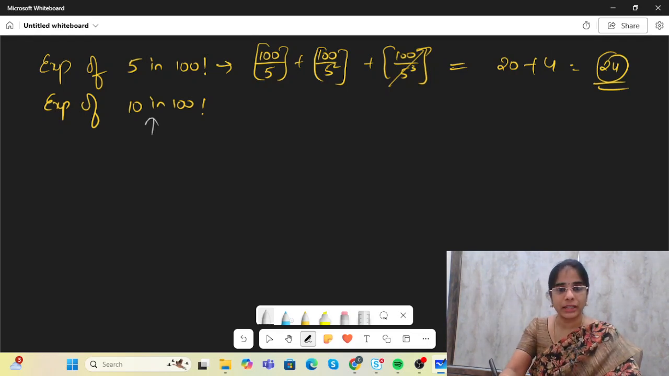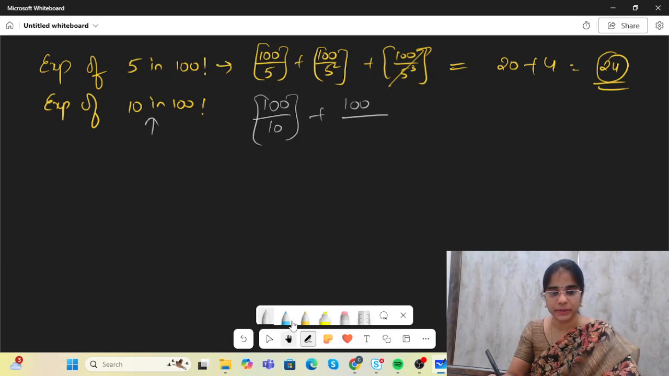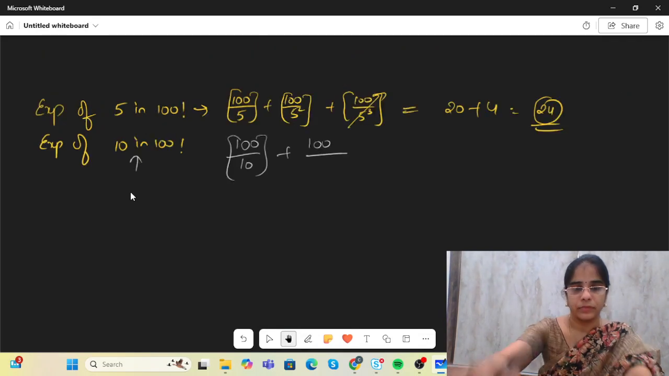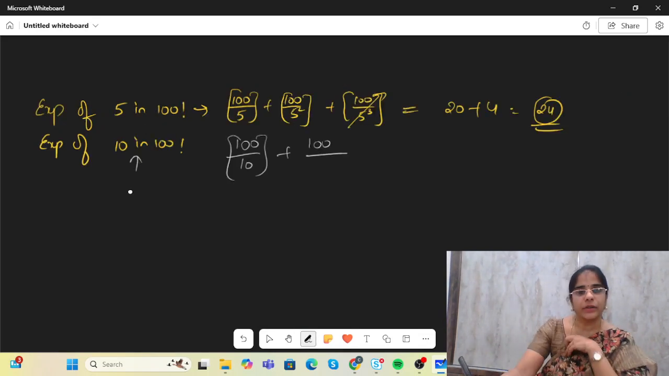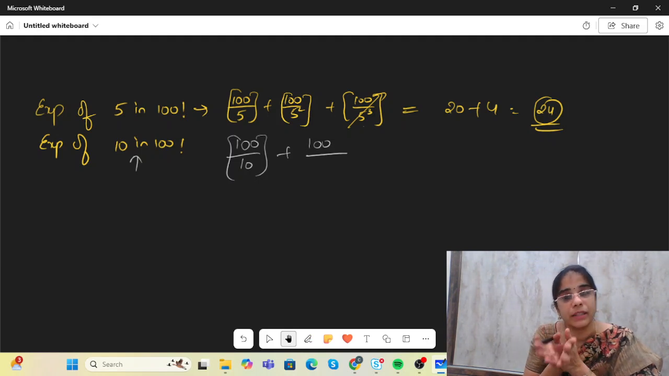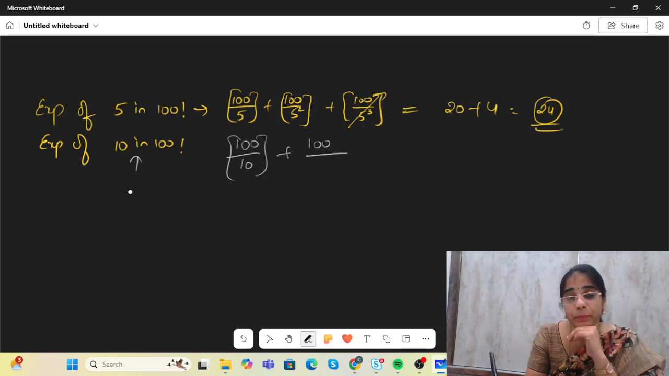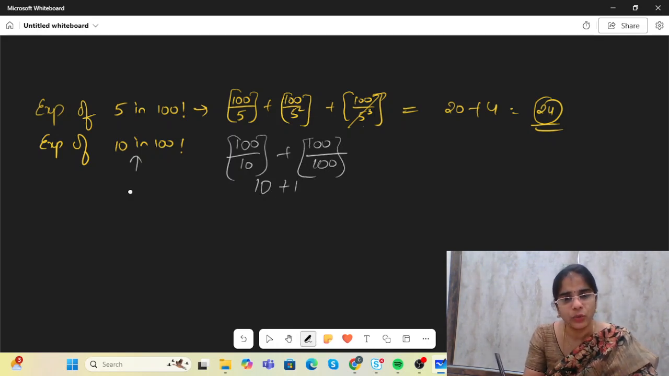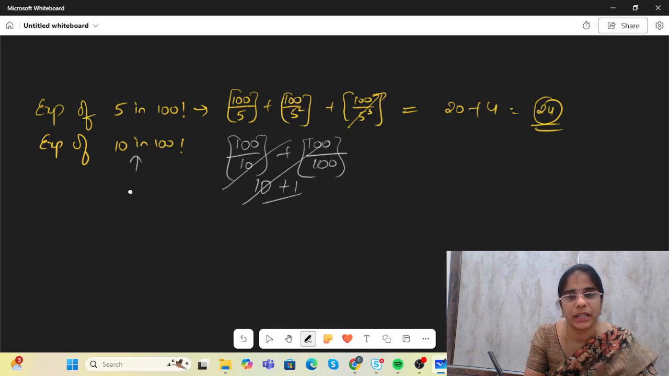So now let us calculate that. That is 100 by 10 plus 100 by, just a minute, right. So suppose if at all we are looking for exponent of 10 in 100 factorial, if at all we are applying the same rule, 100 by 100 and all, it will not be matching with our flow there, isn't it? This we are getting 10 plus this will be 1. That is it only 11? No, isn't it? This will not be the answer here.